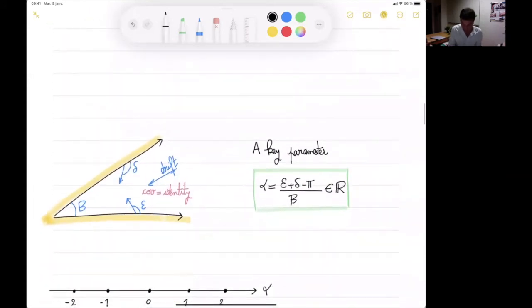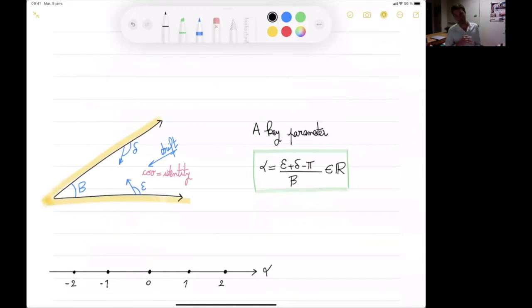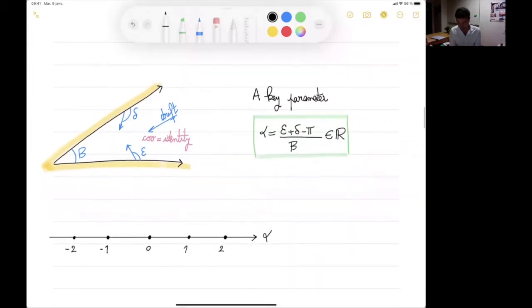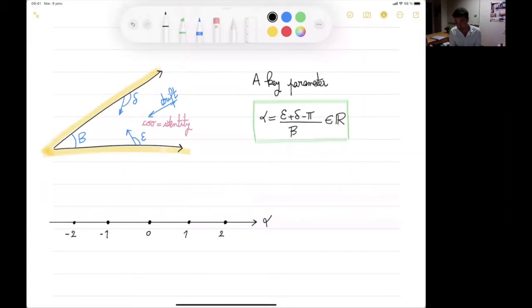And now I would like to move a bit further in my study of the process. Even if the process might look a bit complicated or difficult to study, finally, one single parameter, alpha, will allow us to say a lot of things. So now I would like to speak a bit about this parameter alpha. By definition, we just take the two reflections on the axis, epsilon and delta. We do the sum, we subtract pi, and we divide by the opening of the cone. So we have a real number, which may take any value between minus infinity and plus infinity. It's very geometric, in fact.